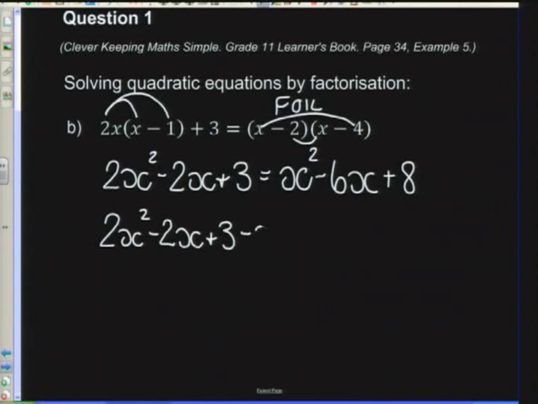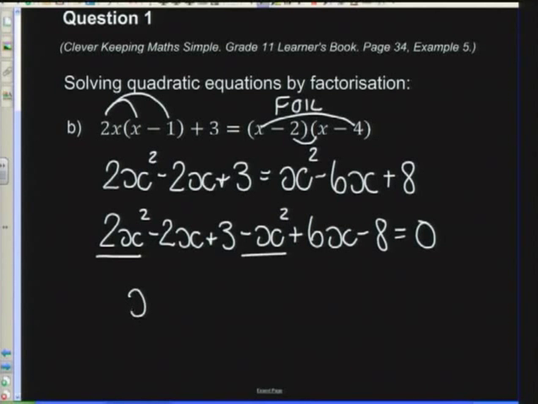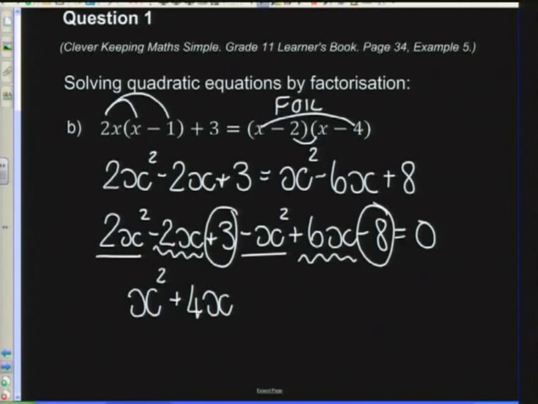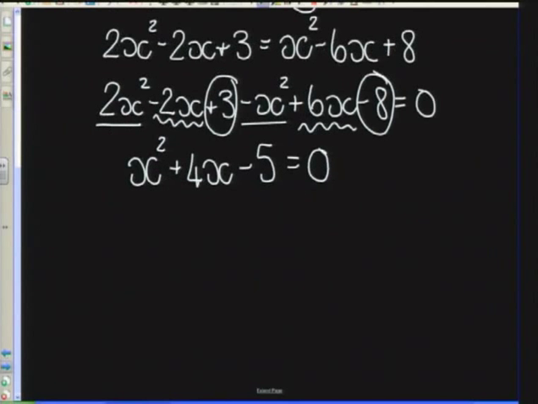I'm then going to have minus x squared plus 6x minus 8, which is equal to 0. Okay, let's just add up like terms here. I've got a 2x squared minus a 1x squared, which is going to leave us with just x squared. I have got a negative 2x plus 6x, which is going to give us positive 4x. And I have got a positive 3 minus 8, which is going to leave us with negative 5. And it's equal to 0.